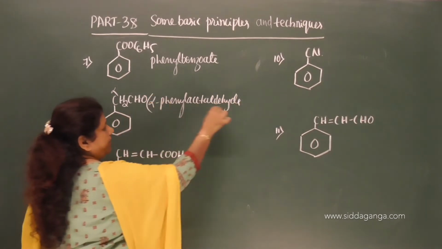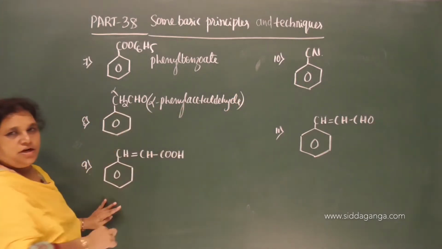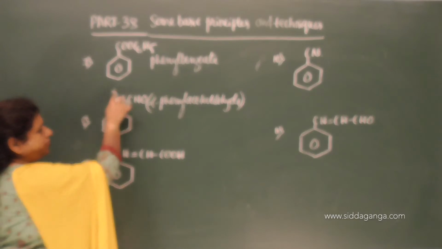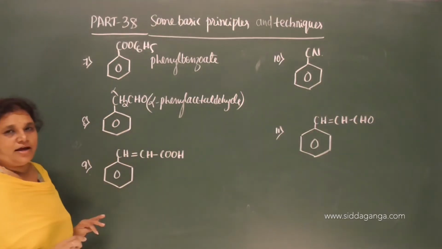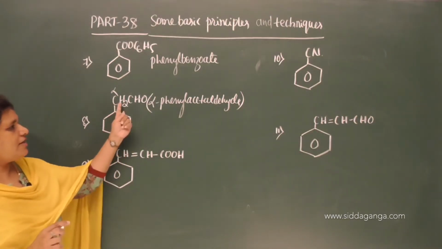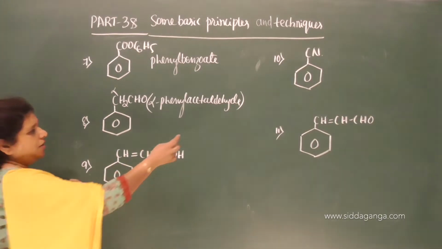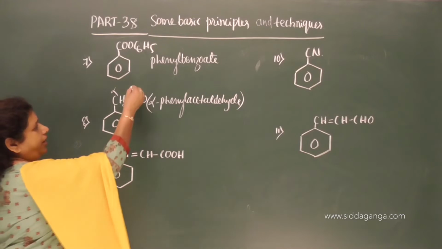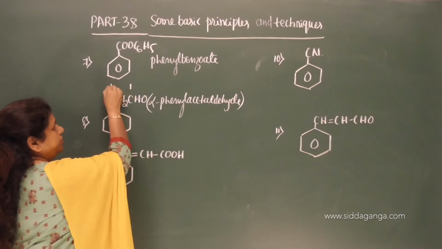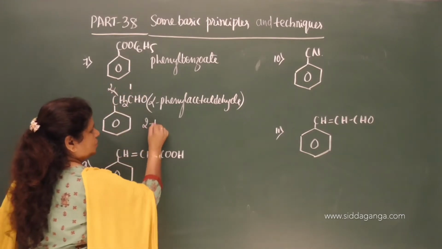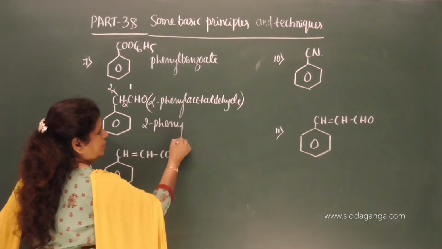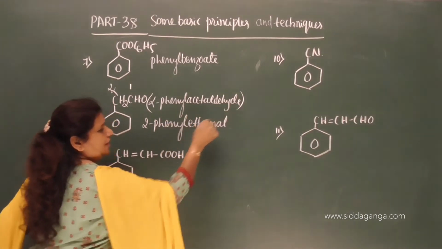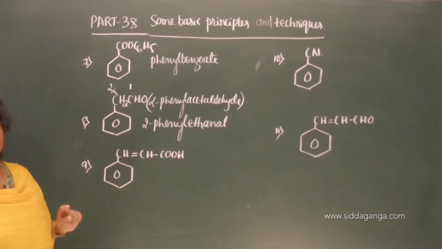This is the common name. This is the functional group. The next carbon is called the alpha carbon. To the alpha carbon we have a phenyl group, and hence it is phenyl substituted acetaldehyde. What is the IUPAC name for acetaldehyde? Ethanal. And what is the position? 1, 2. Then it is 2-phenyl ethanal. 2-phenyl ethanal is the IUPAC name.